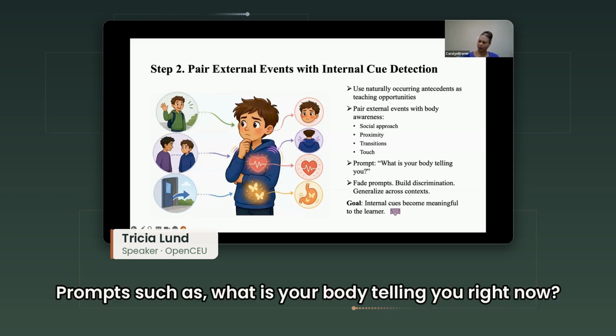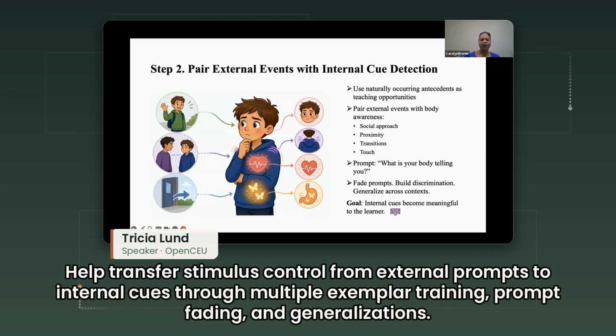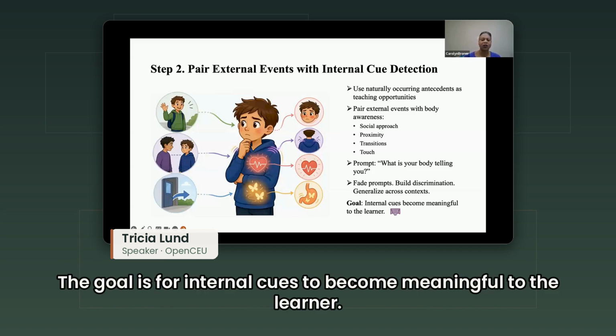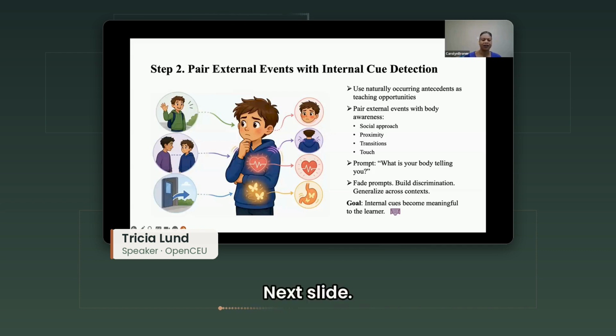Prompts such as, what is your body telling you right now? Help transfer stimulus control from external prompts to internal cues through multiple exemplar training, prompt fading, and generalization. The goal is for internal cues to become meaningful to the learner. Next slide.